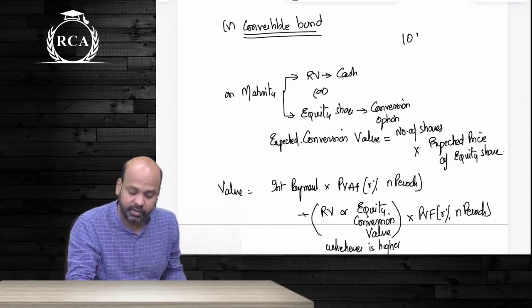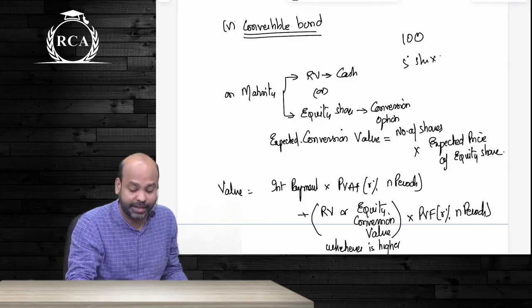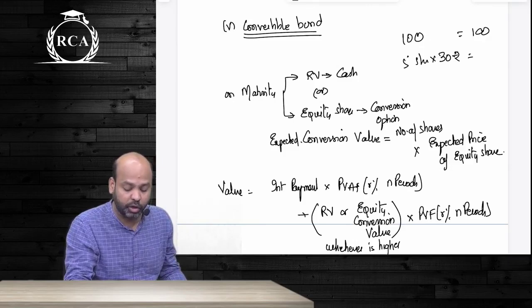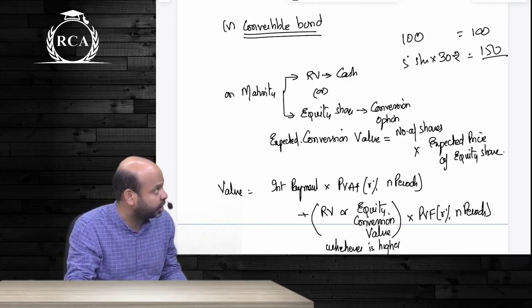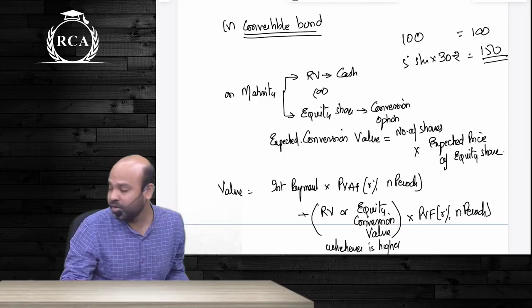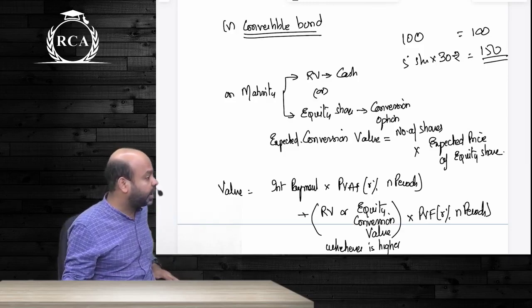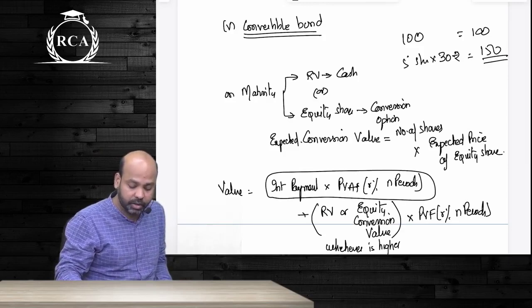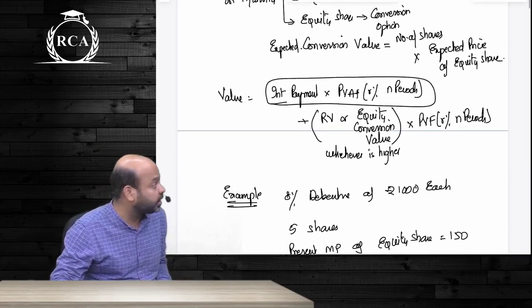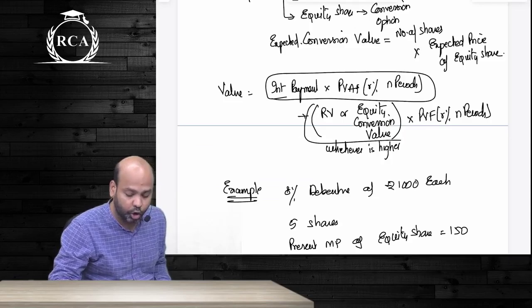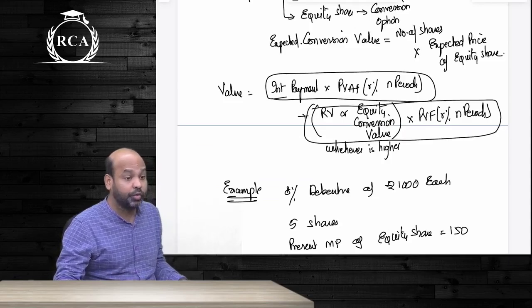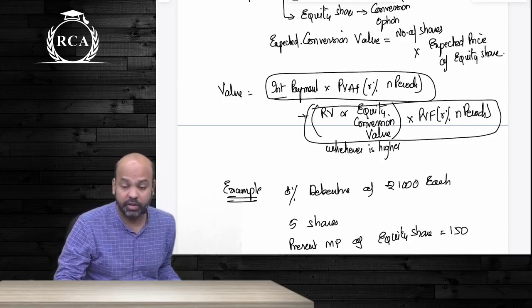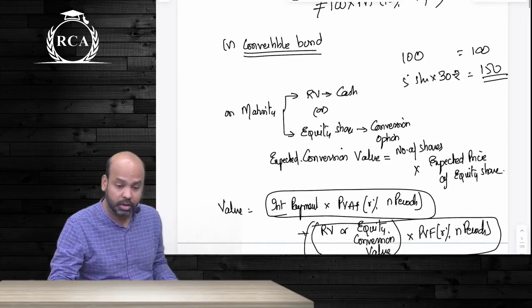So let us say, beta, it is 100 rupees or it is 5 shares and expected price of each share is 30 rupees. So which one will you select? Will you select 100 rupees cash value or will you select 150 rupees worth equity shares? 150 rupees worth equity shares. That is why to value a convertible bond, you will still take present value of all coupon payments. But instead of simply writing redemption value, you will write redemption value or equity conversion value, whichever is higher. That multiplied by present value factor. This is how we are going to arrive at the present value of a convertible bond.